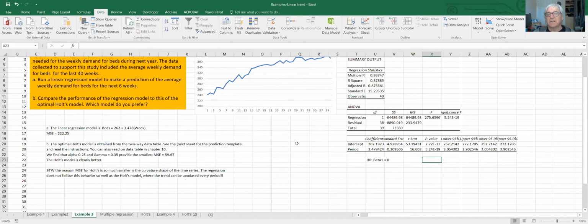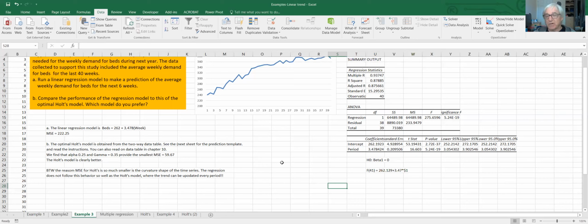Okay. To perform a forecast for this time series, we'll make a forecast for period 41. That's the first month into the future. So it will be 262 plus 3.47 times 41. So you have a forecast for period 41.